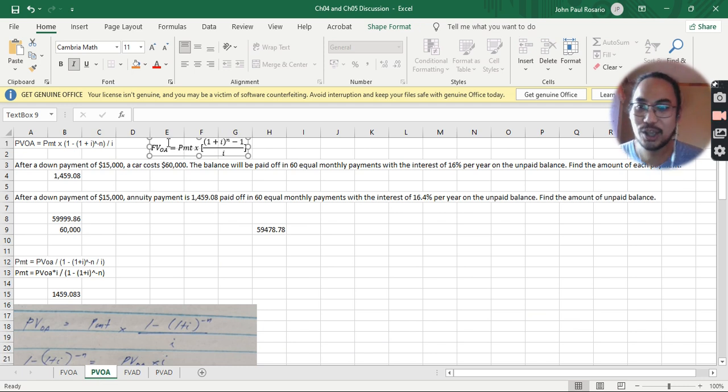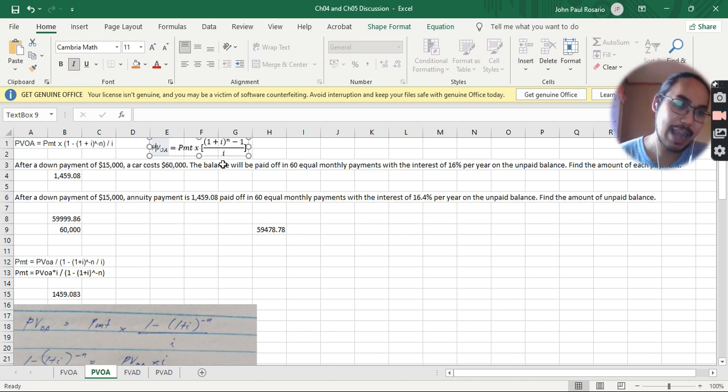Now, for present value of ordinary annuity, our formula is this one. It's simply like future value of ordinary annuity. What changes here is your table factor. This is your table factor, guys. In compound amount, our table factor is 1 plus i raised to the power of n. In future value, that is 1 plus i raised to the power of n. For present value, it's 1 plus i raised to the power of negative n.